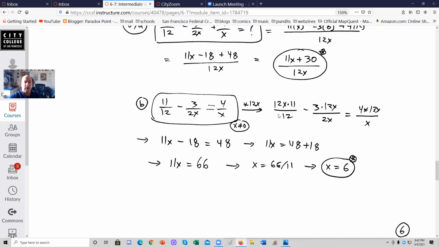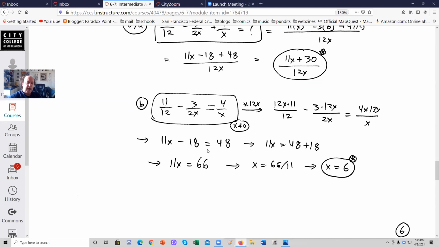So 12x times 11 twelfths, minus 12x times 3 over 2x, equals 12x times 4 over x. Right here, the 12s cancel. Here, the 2x cancels against the 12x, leaving a 6. Here, x cancels against that. And after a bit of algebra, it's 11x minus 18 equals 48.